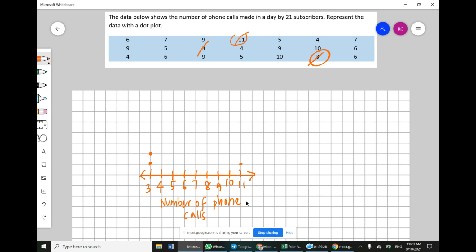Here it is, the number of calls made in a day. So you can just follow exactly the same. The number of phone calls in a day. Okay, so we've done our dot plot for this one. But I haven't plotted everything yet, because I want to make it fast.